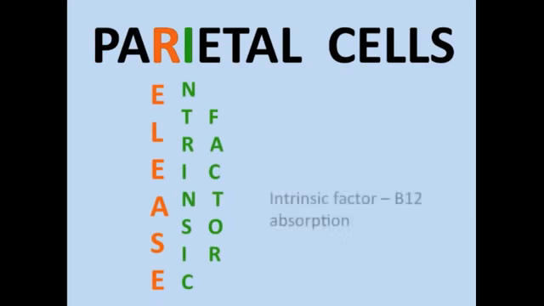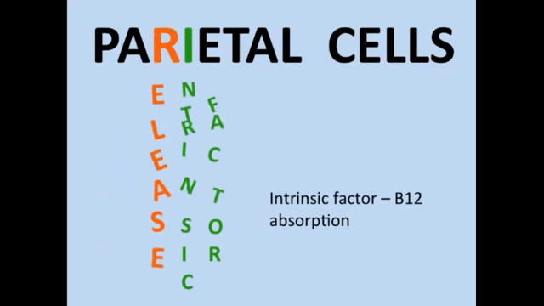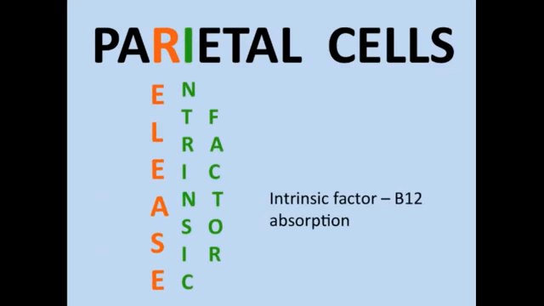Next, we have the R and the I of parietal, and this stands for release intrinsic factor. So the second main function of parietal cells is to release intrinsic factor, which is essential for the absorption of vitamin B12 or cobalamin, whatever you want to call it.